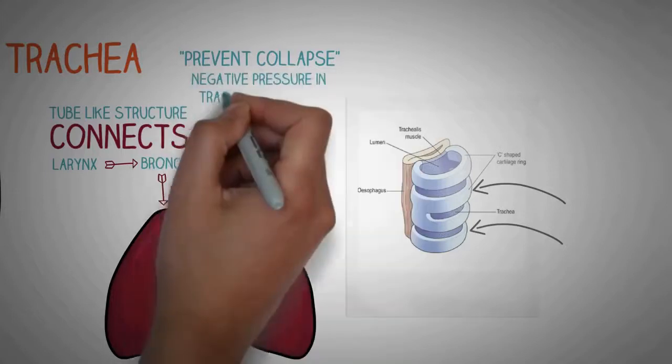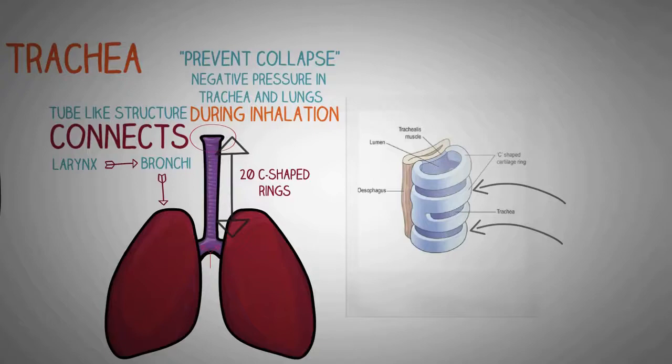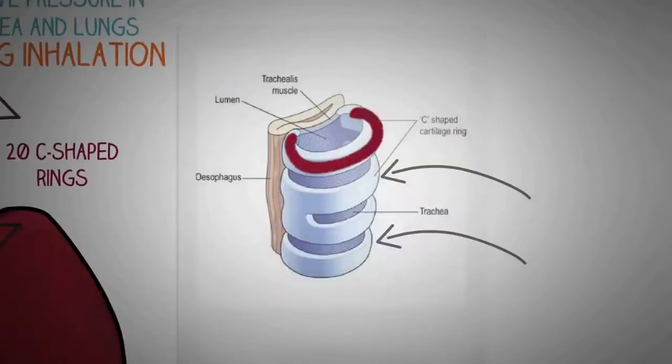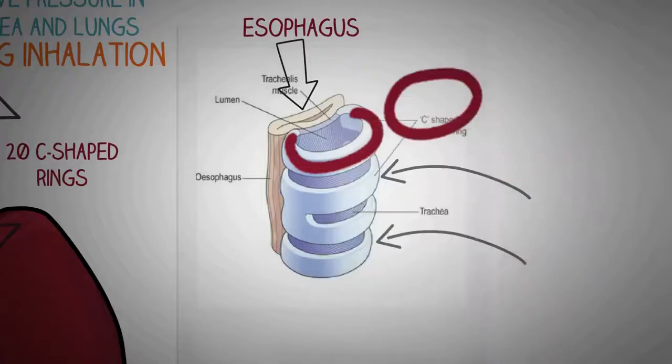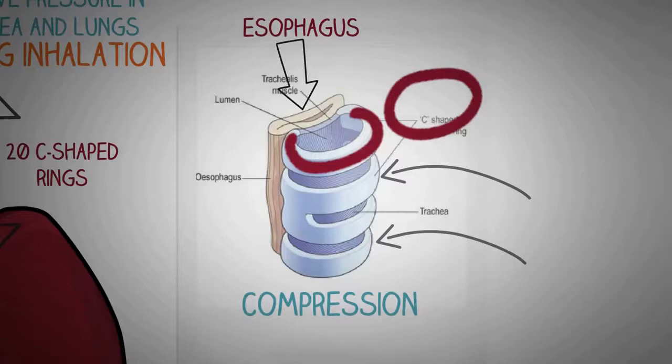These cartilages basically prevent the collapse of the trachea because there is a negative pressure in the trachea as well as the lungs during inhalation. If you see closely, these tracheal rings are basically C-shaped. These are not completely circular because the esophagus lies behind the trachea, and if these rings were circular, they would have compressed the esophagus during swallowing, and this could have led to choking.